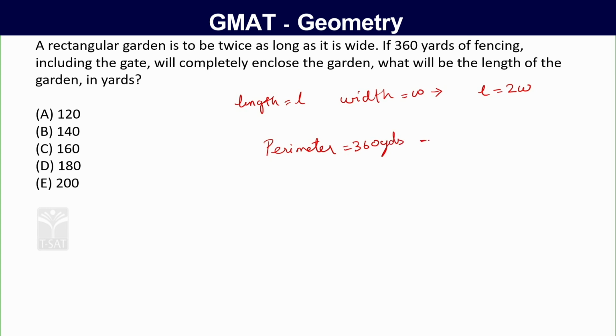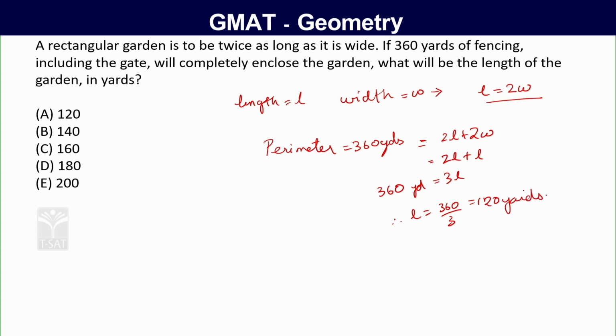So what they mean to say by this is the entire perimeter is equal to 360 yards. And we know the perimeter of a rectangle is 2L plus 2W. And we need to find out the length of the garden. 2L plus 2W, we know from here L is equal to 2W, so you can substitute that. 2L plus L, that is 3L, is equal to 360 yards. Therefore, L is equal to 360 divided by 3, it is 120 yards, which is option A.